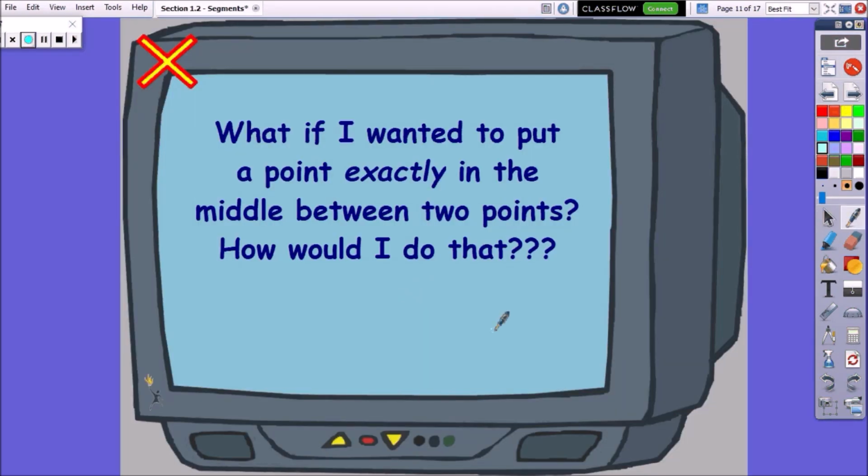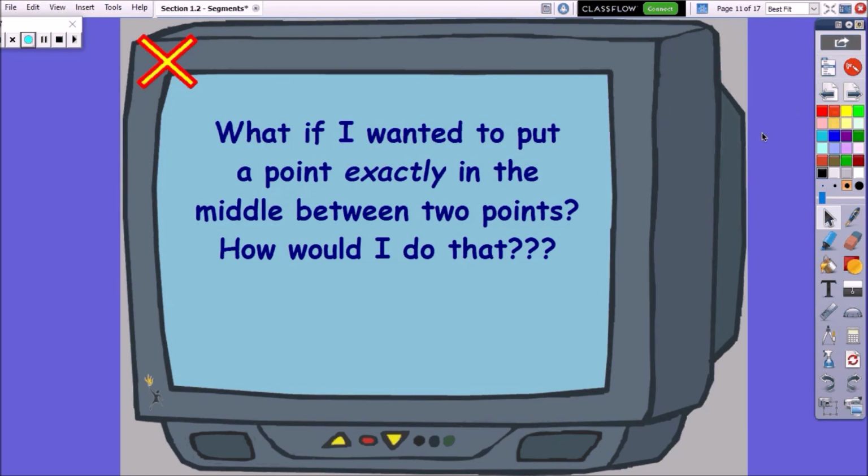All right. What if I wanted to put a point exactly in the middle between 2 points? How would we accomplish that? So again, you don't have to write any of this down. This is just kind of me asking a question here. If I wanted to put a point in between 2 points, how would I do that?